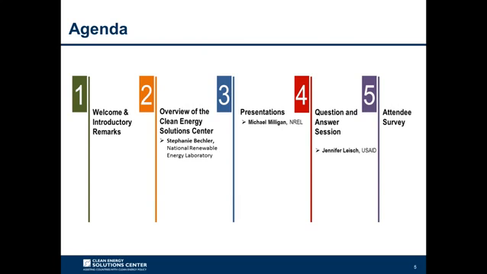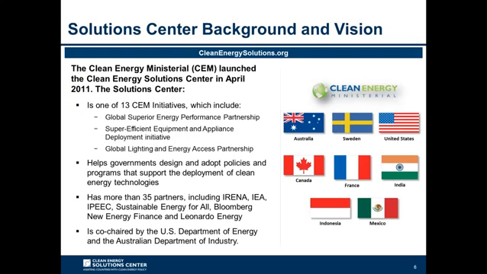Today's webinar agenda is centered around the presentation from our guest panelist, Michael Milligan. Michael has been kind enough to join us to discuss 3 different pathways along with implementation considerations and examples for each for enhancing the size and speed of grid operations for efficient variable renewable integration. Before Michael's presentation, I'll provide a short overview of the Clean Energy Solutions Center initiative, and then following the presentation, we will have a question and answer session moderated by Jennifer Leisch of USAID, where Michael will address questions submitted by the audience, then we'll conclude with closing remarks and a brief survey.